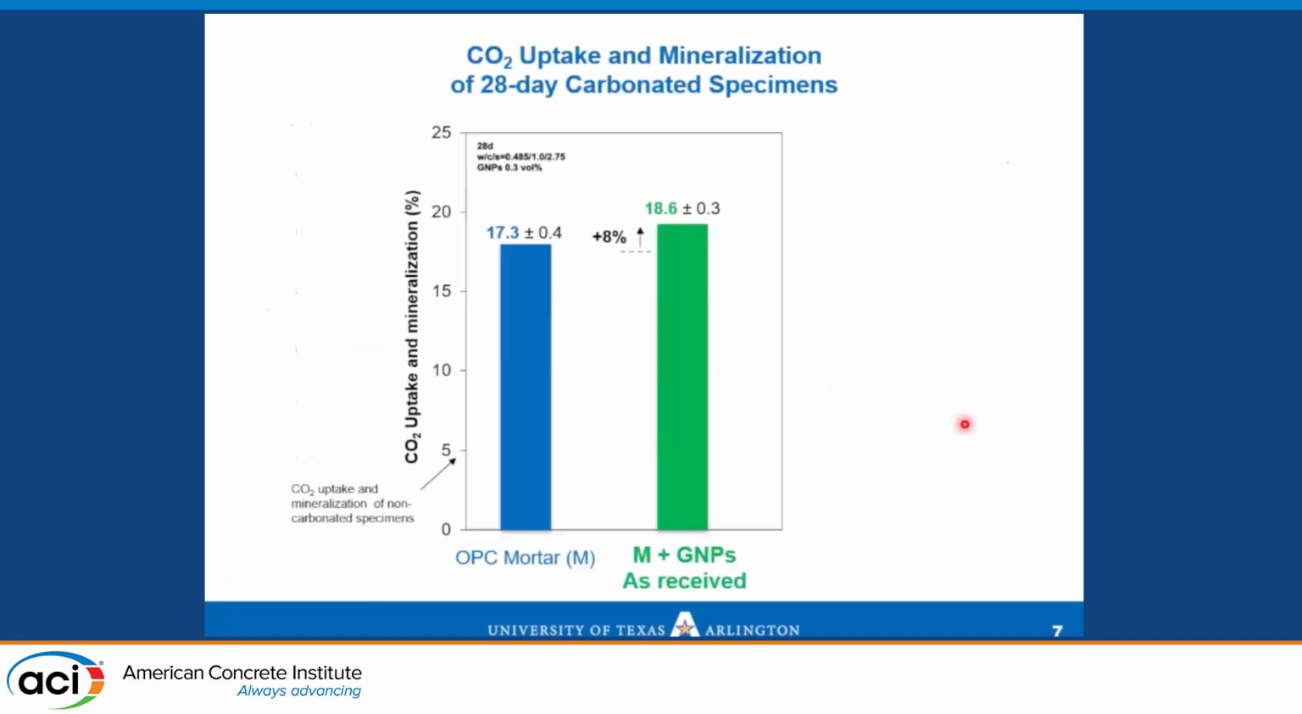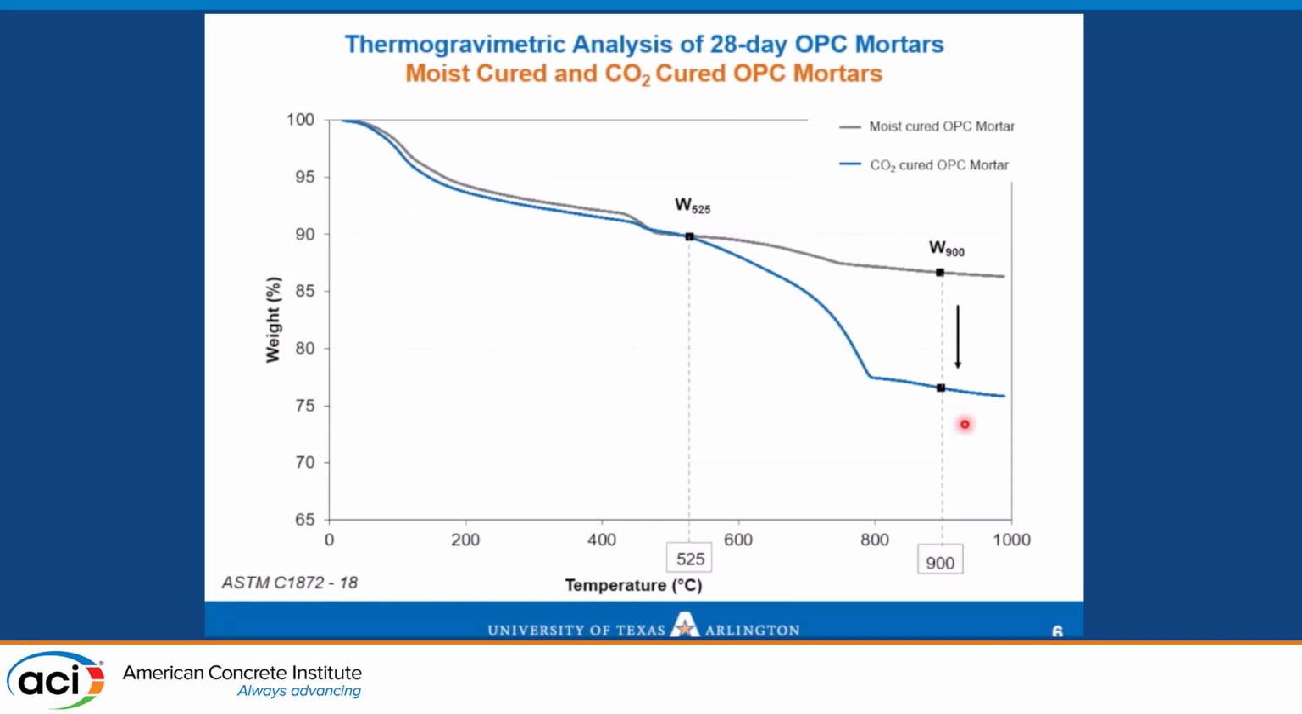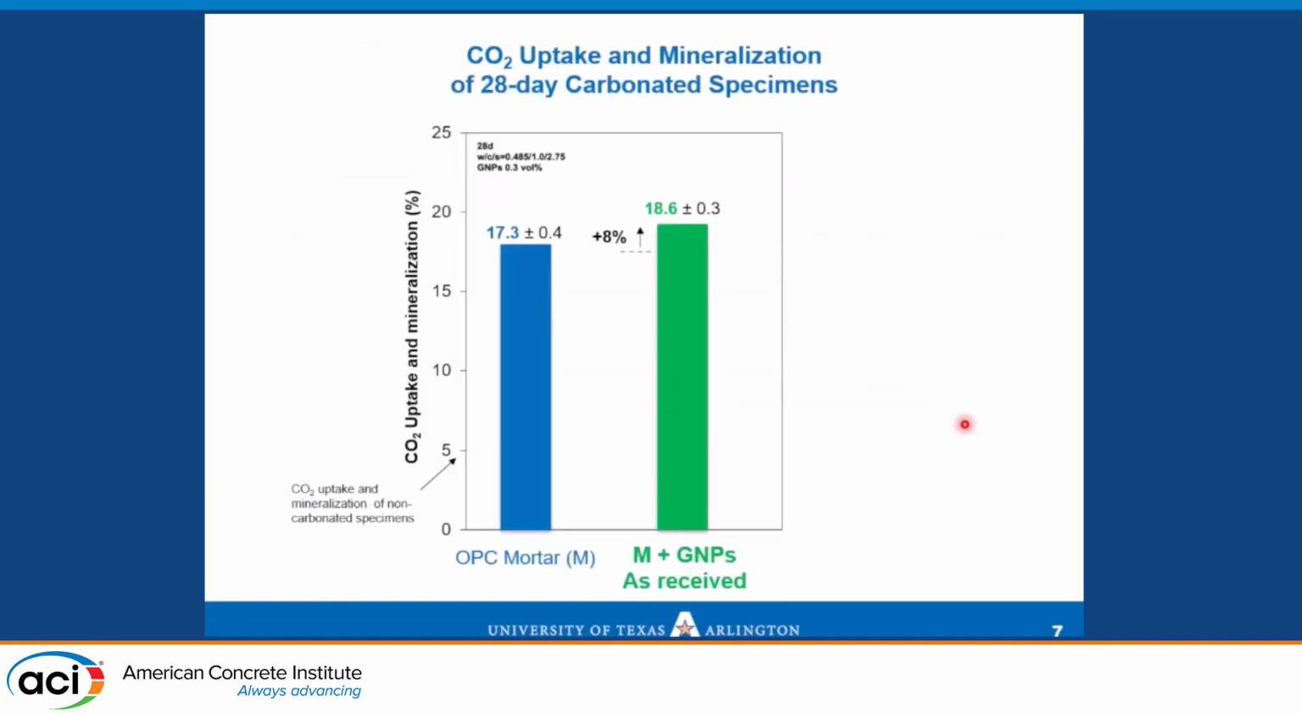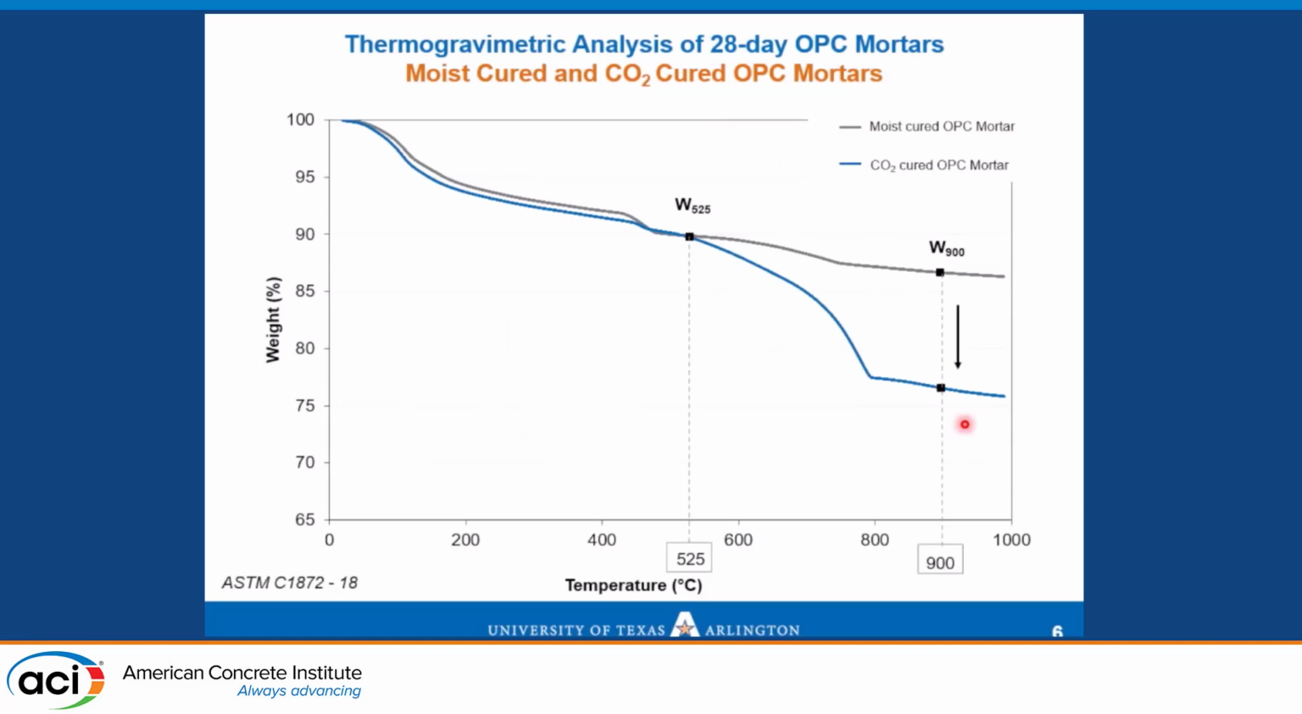So, here I will start with the results from the TGA tests, and again, the TGA is an ASTM designated method that we can use to determine the CO2 uptake and mineralization by quantifying the weight loss between 525 degrees and 900 degrees Celsius, which is the temperature range for decomposition of calcium carbonates. The higher increase in the weight loss between these two temperatures results in a higher CO2 uptake and mineralization rate.